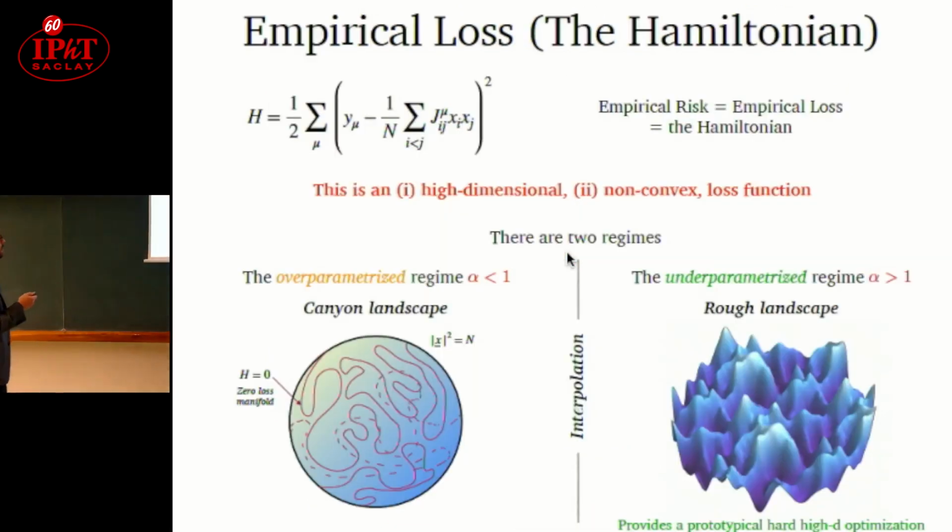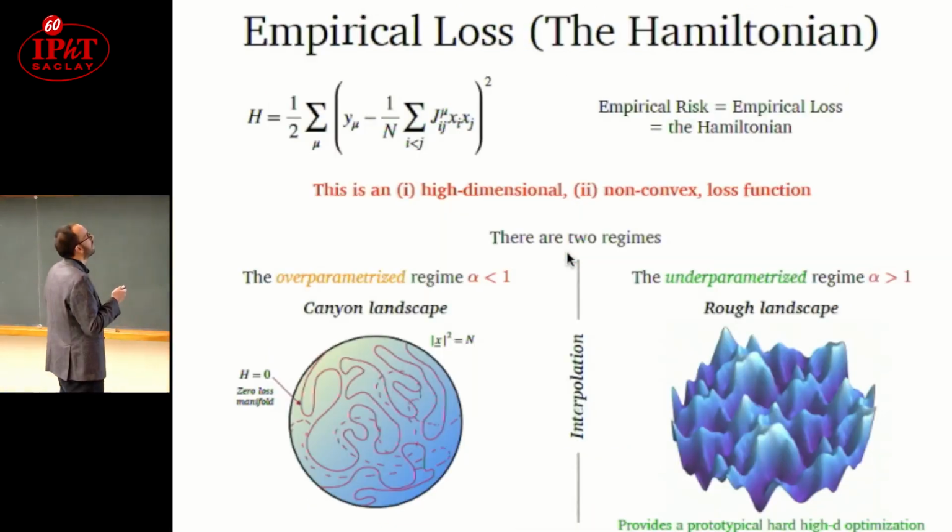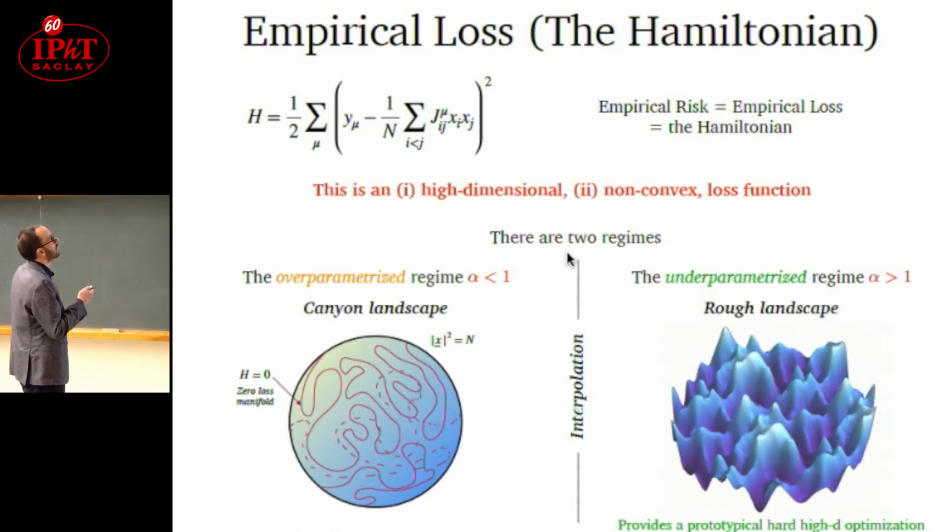Okay, so how do I do? I define some empirical loss. It's the Hamiltonian. It's just the expected distance between the labels and what I estimate. Now you see that this is not x star, it's my estimation of x star, so it's x. And so I'd like to minimize this cost function. Now this is high dimensional and non-convex, and so it's the natural setting.